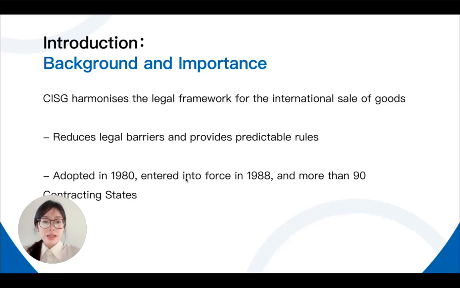Adopted in the 1980s and entering into force in 1988, the CISG facilitates international trade by offering predictable rules and reducing legal barriers, with over 90 contracting states representing a significant portion of global trade.